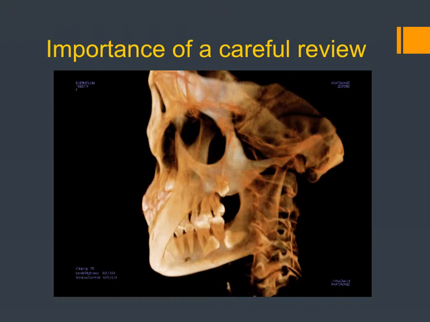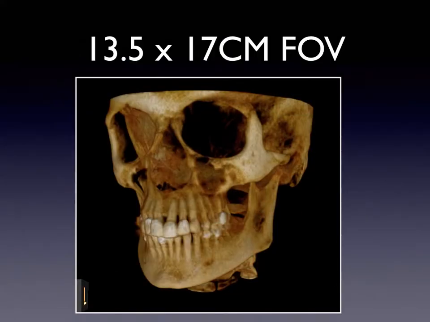Let's just review again the field of view that you might use in orthodontic treatment. The largest CareStream 9300 field of view includes Nasion. So this is the 13.5 by 17 centimeter field of view, and it's really appropriate for orthognathic surgery. Actually, I think it's a necessity for evaluation of facial asymmetry.